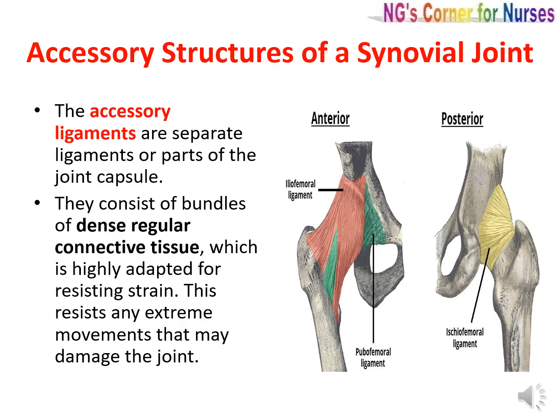Hip joint is an example of synovial joint. So in this picture we can see in the hip joint anteriorly we can see the iliofemoral ligament and pubofemoral ligament, and posteriorly we can see the ischiofemoral ligament. So these iliofemoral, pubofemoral and ischiofemoral ligaments are the accessory ligaments in case of hip joint.